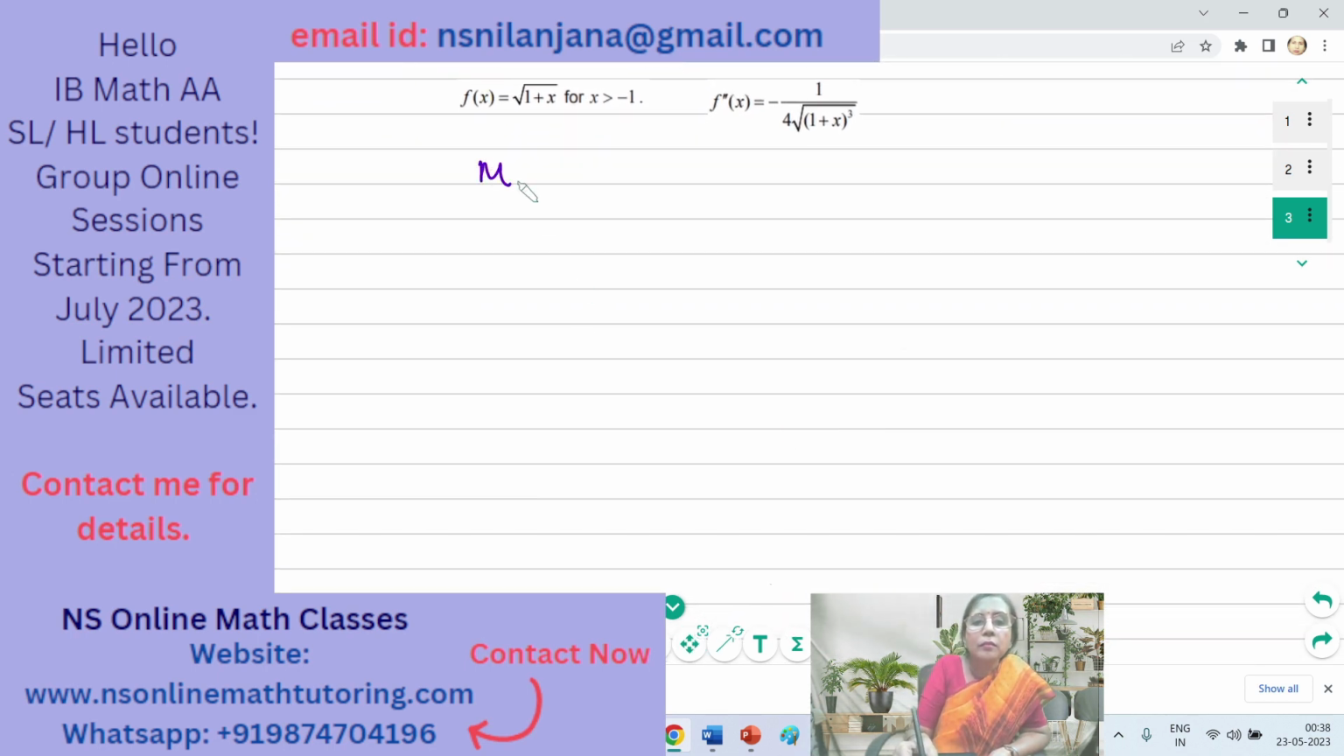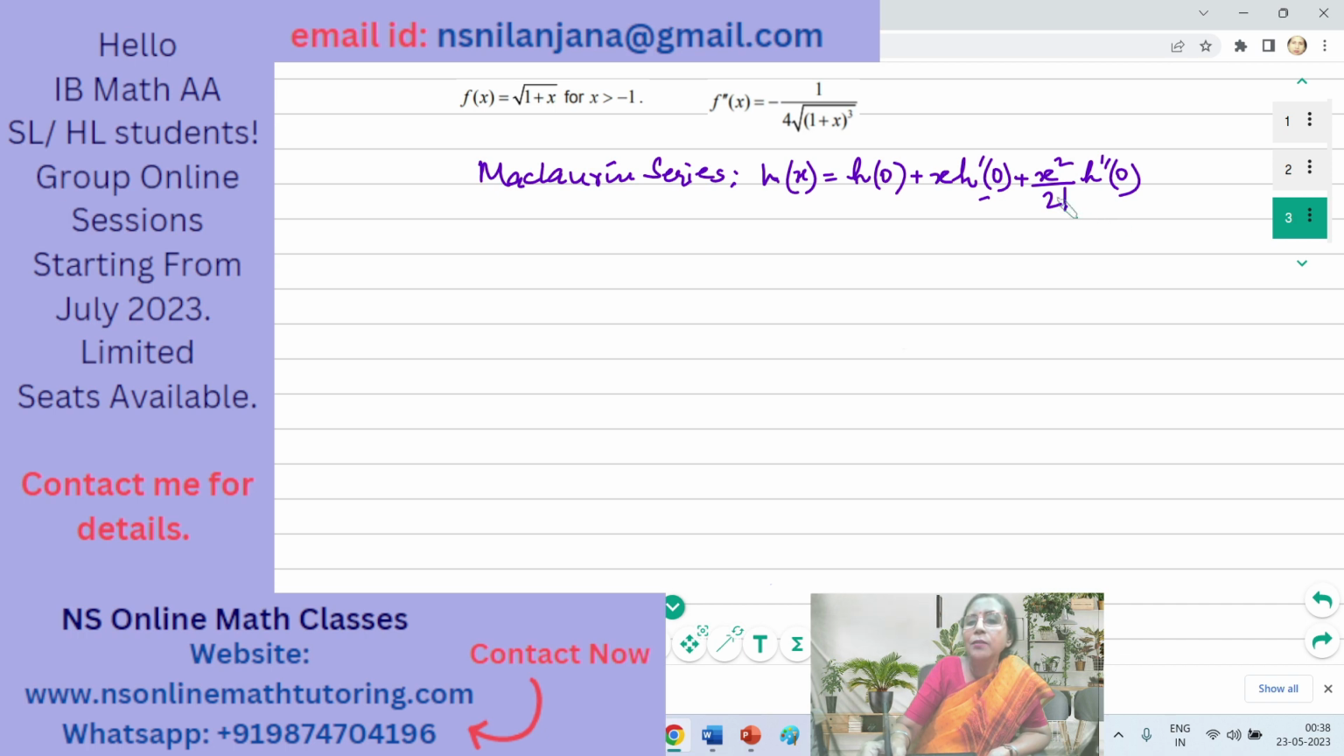So, the Maclaurin series of h of x will be equal to h of 0 plus x times h dash 0 plus x squared over factorial 2 times h double dash 0, means this is the first derivative of h of x, this is the second derivative of h of x, and x equal to 0, plus x cube over factorial 3 h triple dash 0, and so on. Okay.